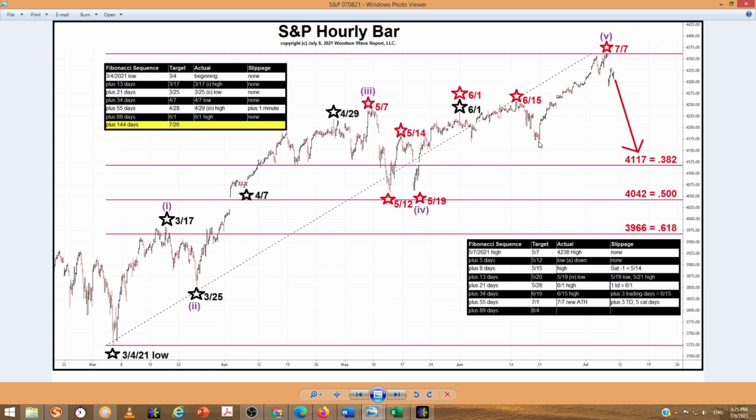Okay, and then we had the other one here on this minor degree up here to this last advance. So one step at a time. Okay, we'll see what happens. By the way, all these turn date highs have been met with at least 3 days of decline, 3 consecutive days of decline after those highs. So we would expect that this 7-7 high will give us at least 3 days.